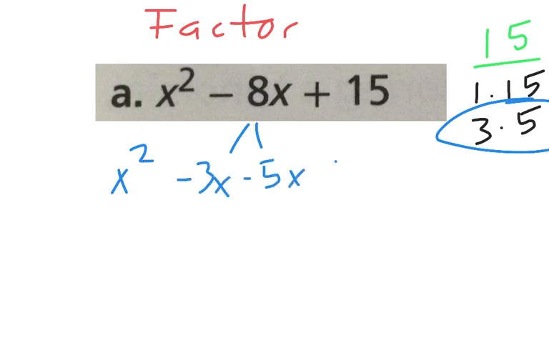Why did you do negative? Because if they're not, then you have different signs later on. They have to both be negative because they have to combine to be negative 8. Negative 3 minus 5 combines to be negative 8. What did you want them to be? Both positive? Yeah. Remember, if my c term is positive, then my 2 factors are going to have the same sign as the b term.